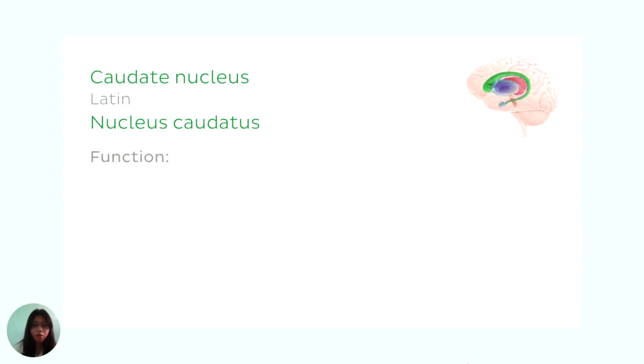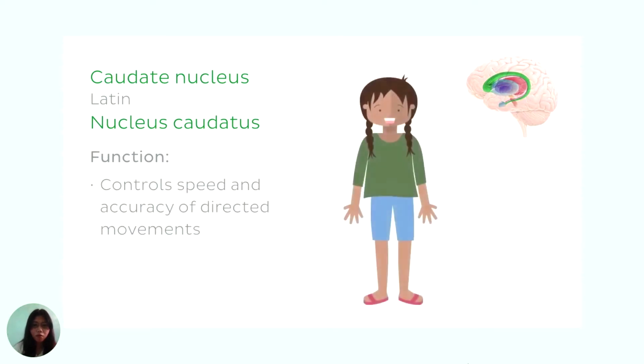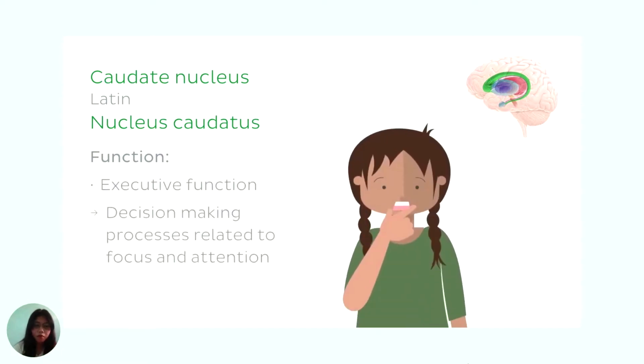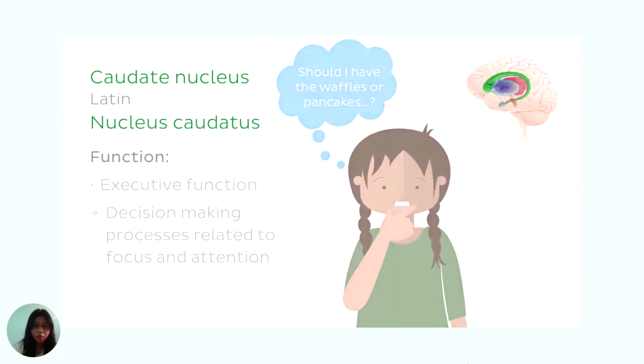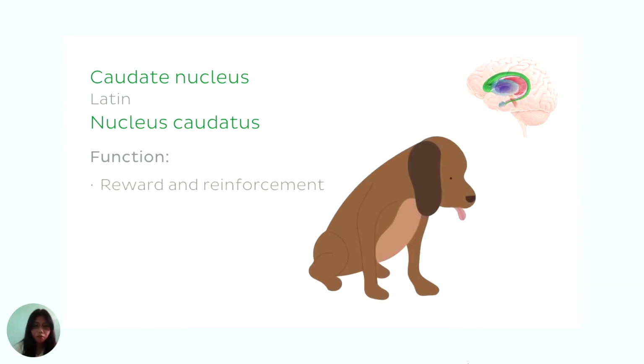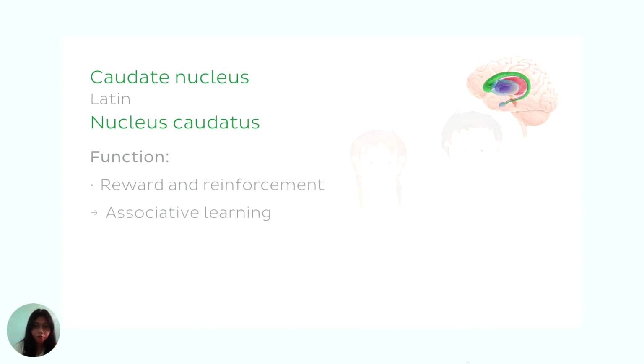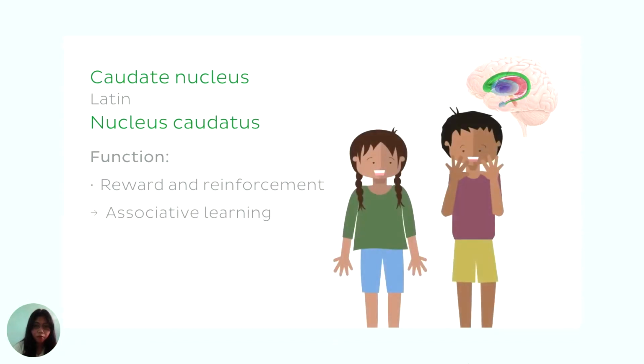Firstly, it plays an important role in controlling the speed and accuracy of directed or voluntary movements. It's also involved in what's known as executive function, which means that it helps guide our brain through decision-making processes related to focus and attention. This structure has an important role in reward and reinforcement. It is a system involved in associated learning, where an action becomes linked to a certain response. Studies have also linked the caudate nucleus to our emotions, notably our responses to visual beauty and attraction.